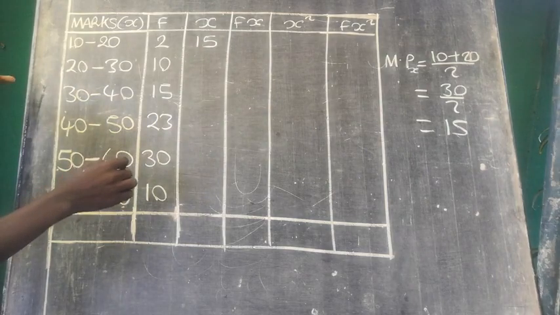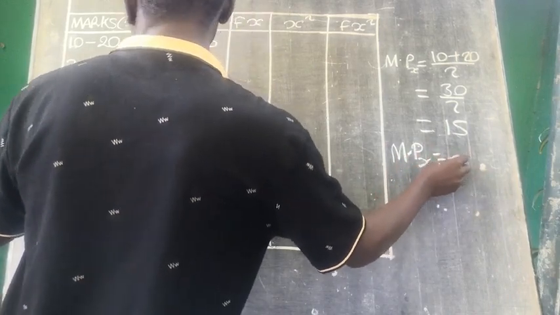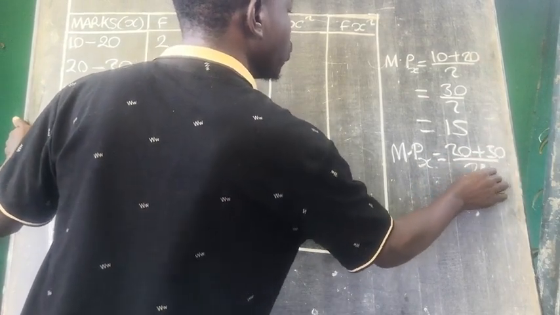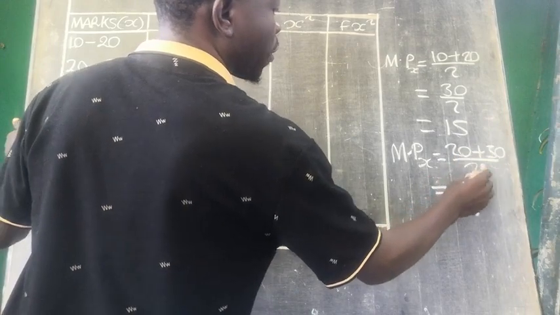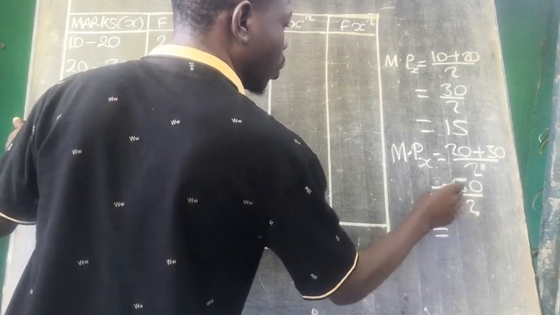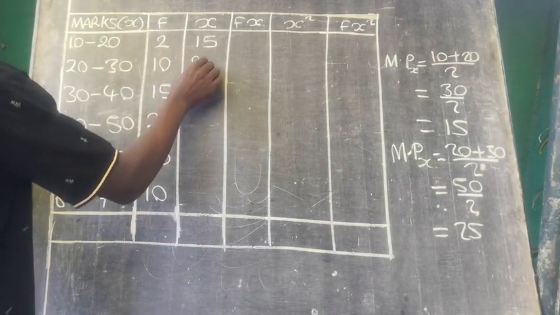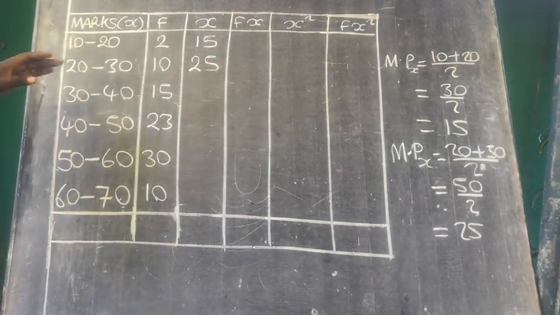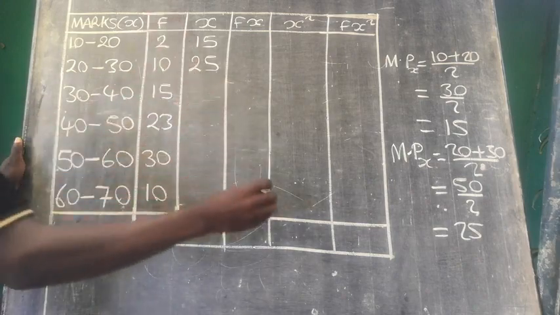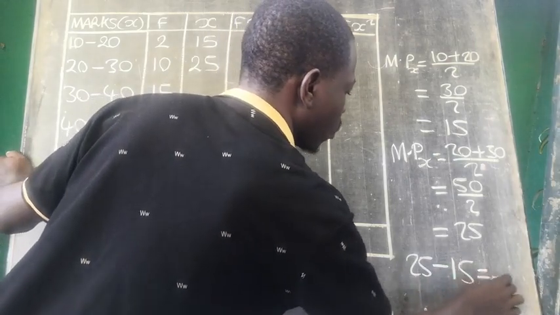Then you go to the next row, where the midpoint equals 20 plus 30 over 2. So 20 plus 30 is 50 over 2, which is equal to 25. So this will be 25. Now, since we have two rows, we can look for the difference. The difference between 25 and 15 is equal to 10.